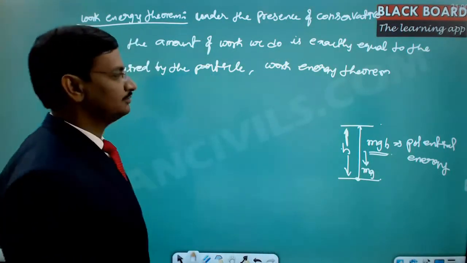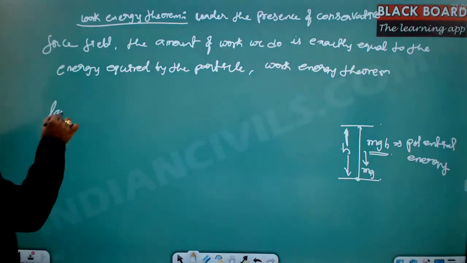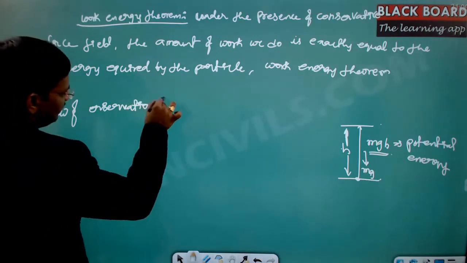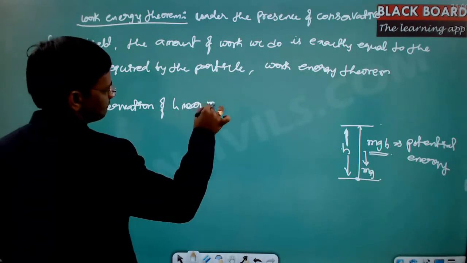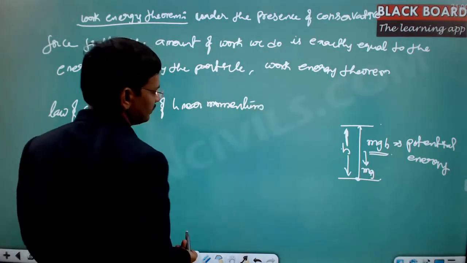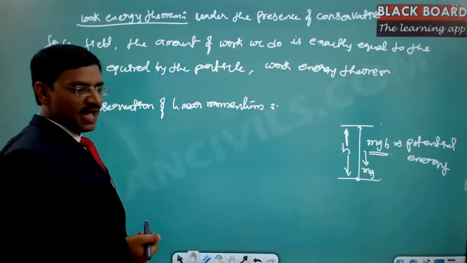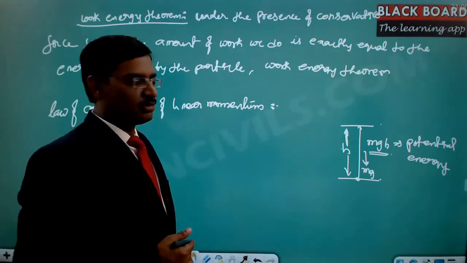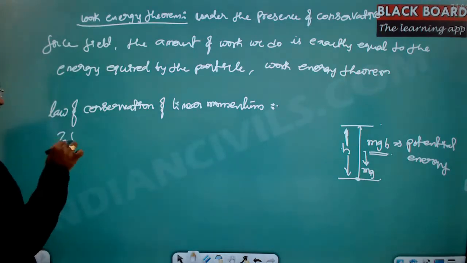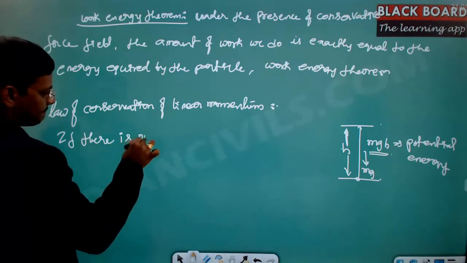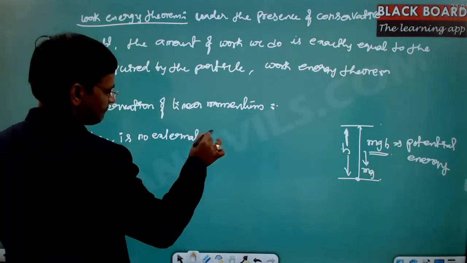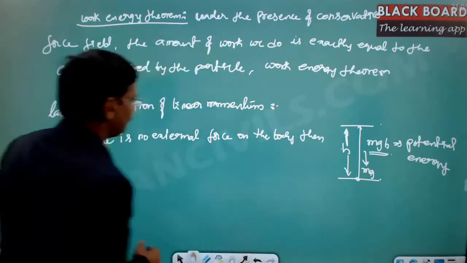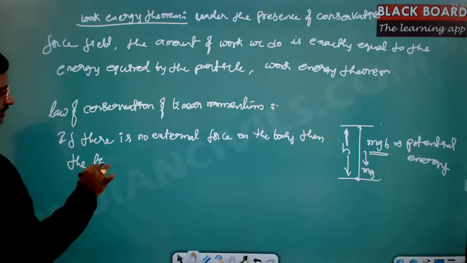Got it? And then the law of conservation of momentum, or conservation of linear momentum. Suppose there is no external force acting on the body, then the momentum is going to be of constant magnitude. So if there is no external force on the body, then the momentum is conserved, or the linear momentum is conserved.